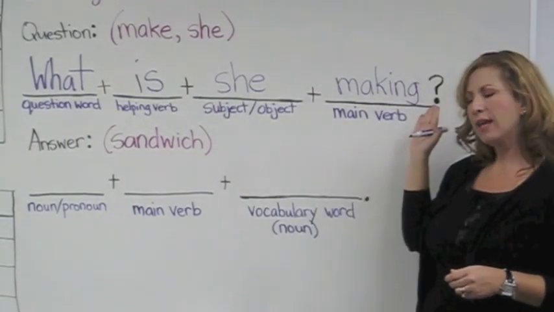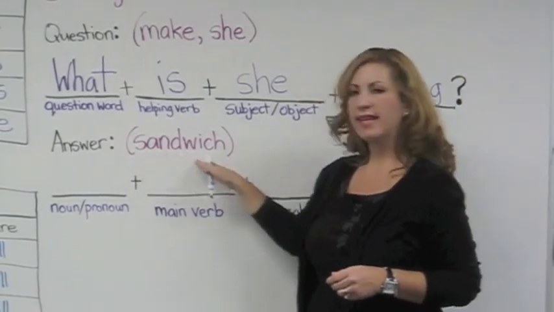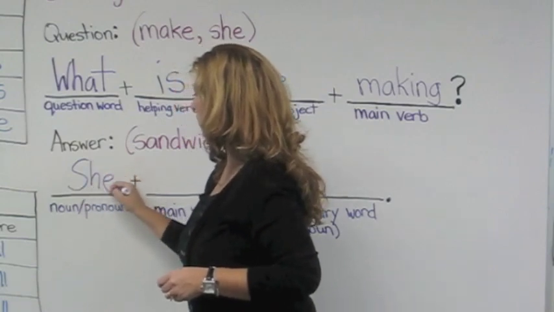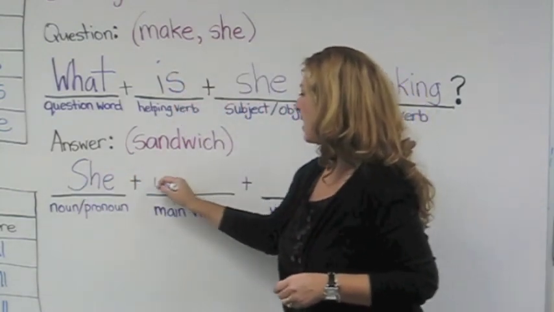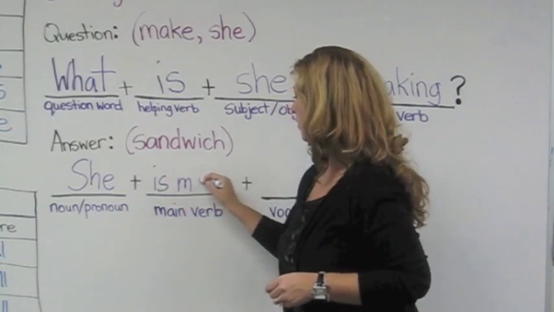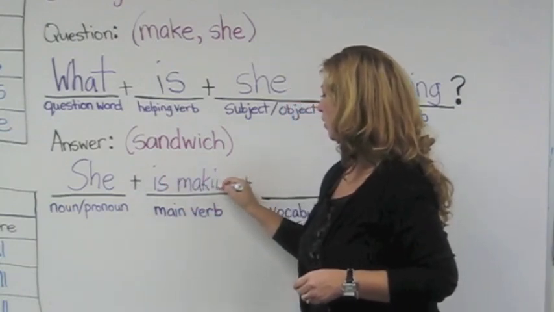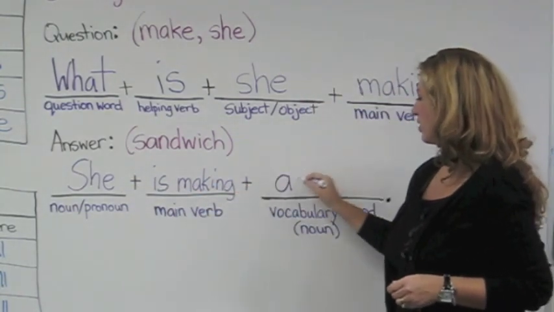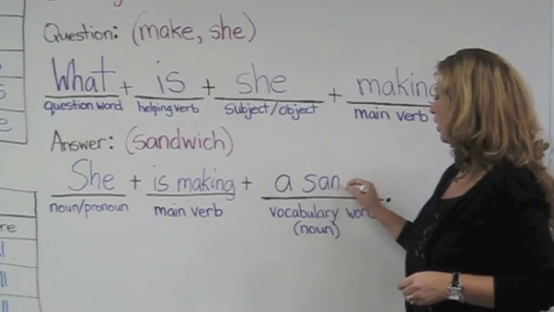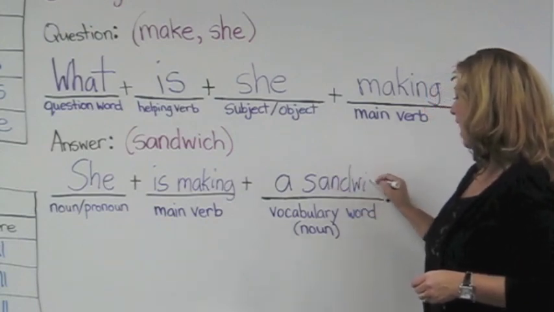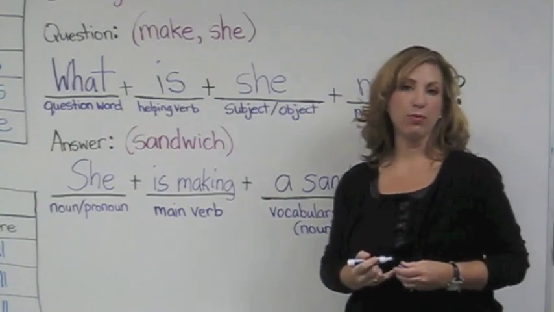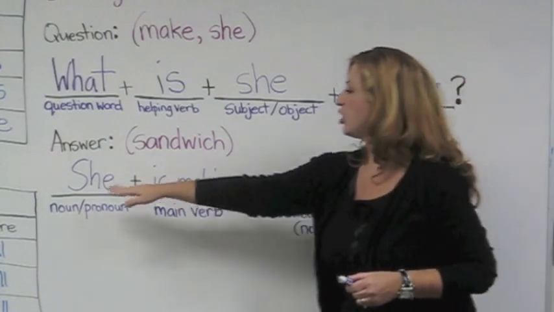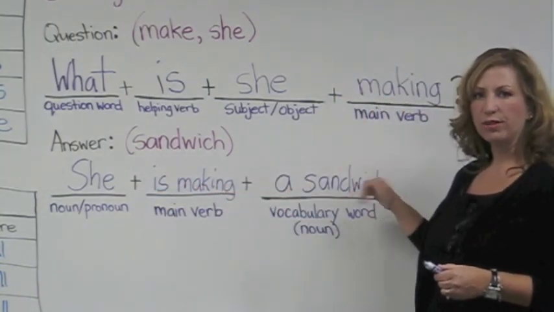What is she making? The answer is sandwich. She, and of course we begin with the capital letter, she is making a sandwich. Because she is only one person, we do not need to add the es like we did in problem 2, because it's just one person. So it's just a sandwich. She is making a sandwich.